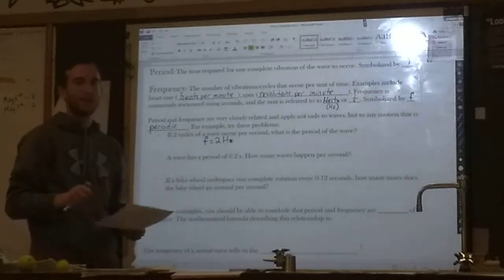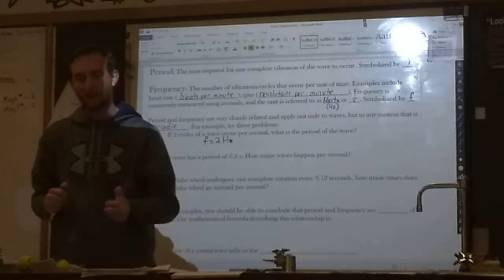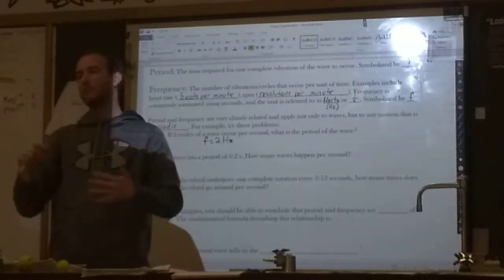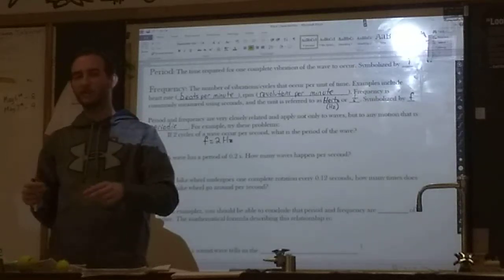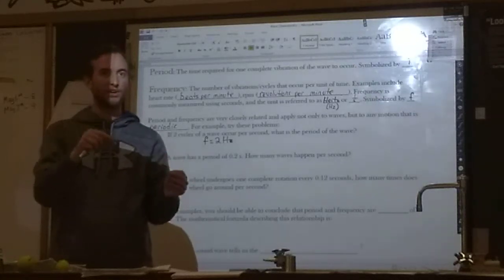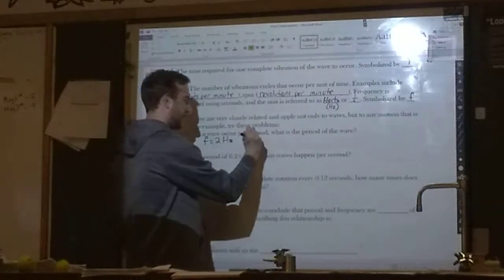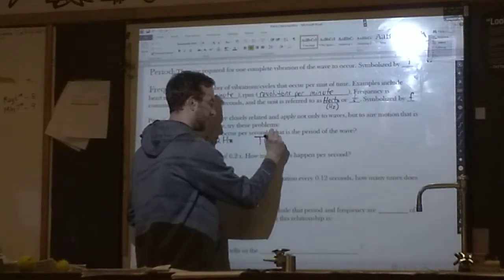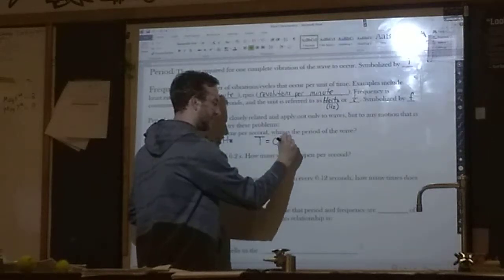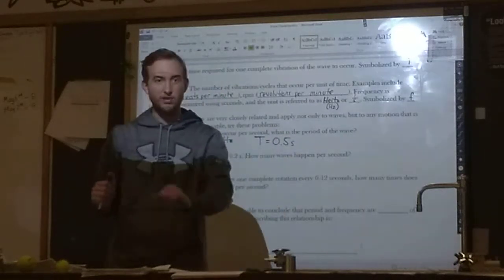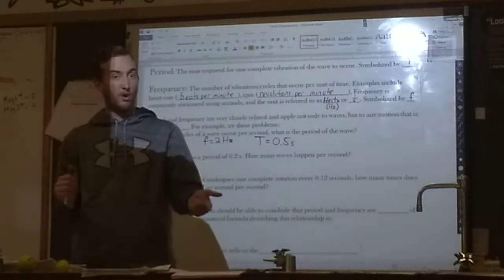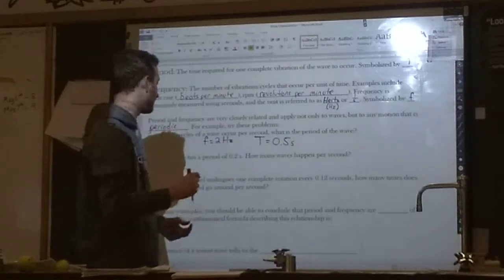What is the period of the wave? So 2 waves happen per second. Well, if 2 are happening per second, how long is a period? How long does just one wave take? If you think about it for a little while, you'll come up with the answer that the period must be half a second. After 1/2 second, you've done 1 wave. After 1 full second, 2 waves have happened.